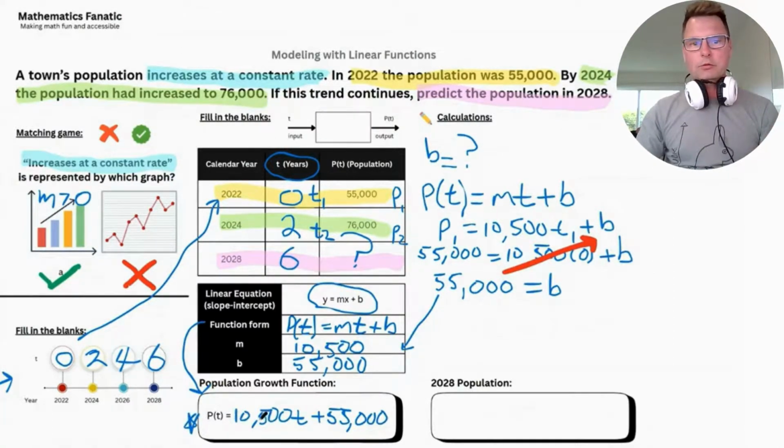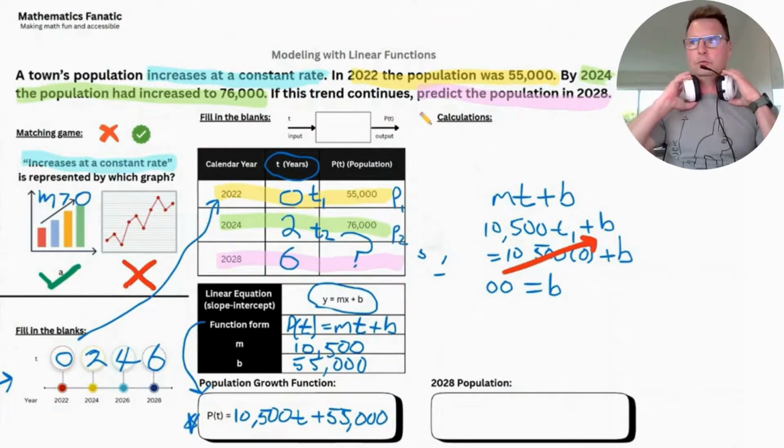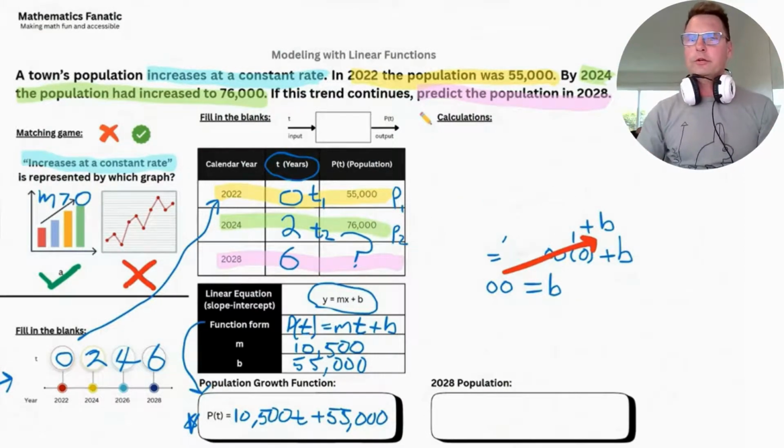All right, so now that we have the function, we can use it to predict the population for any future year. And of course, we'll choose 2028, right? Or T equals 6, because that was the whole point of this problem, right? We're trying to predict the population in 2028. All right, let's make some room. So we're going to have just one more little calculation left to reach the finish line.